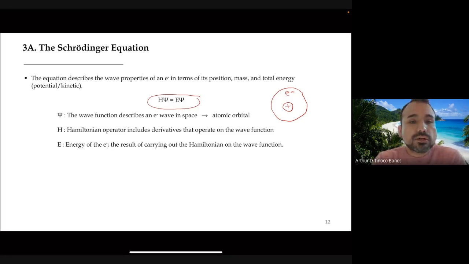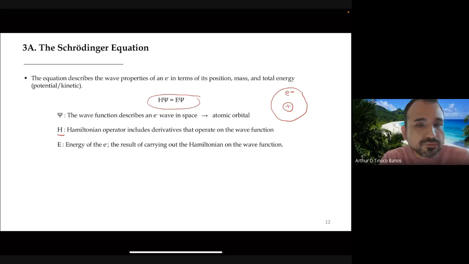All right, so in this equation, focusing on the wave function, the wave function describes an electron wave in space. Essentially, the wave function is a representation of the atomic orbital. The term H in this equation refers to a Hamiltonian operator. That sounds complicated, but it really isn't. It's simply a mathematical function.